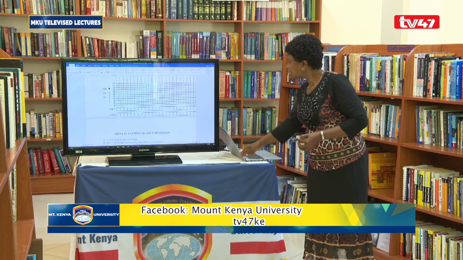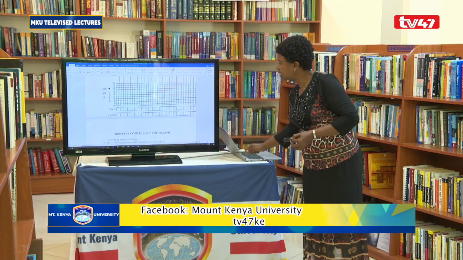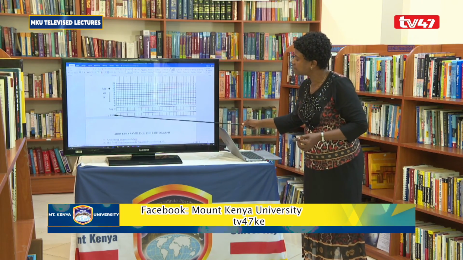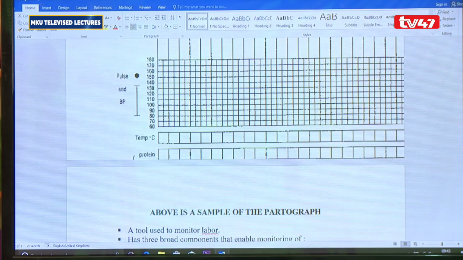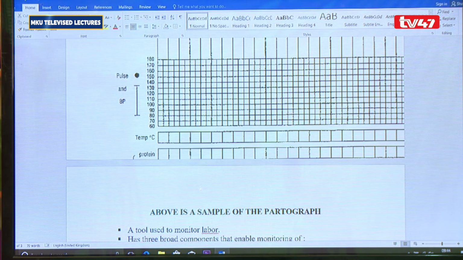Then the last component down here, which is showing protein. This is urinalysis. When a mother is in labor, we keep on checking the urinary output, the quantity, and the constituents of that urine. This is because sometimes a mother will come to us when she has eclampsia or pre-eclampsia and may suffer diminished urinary output. This is where the quantity now comes in.